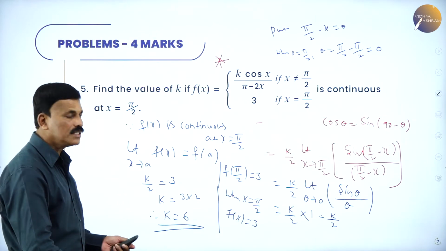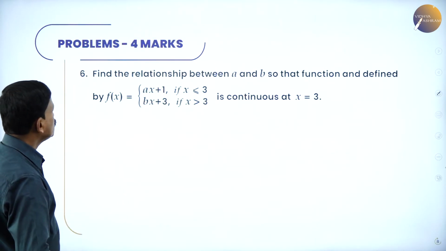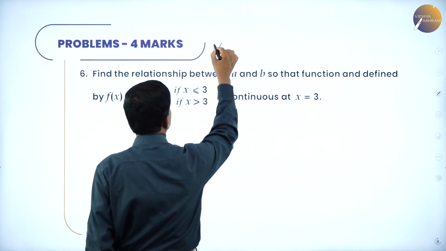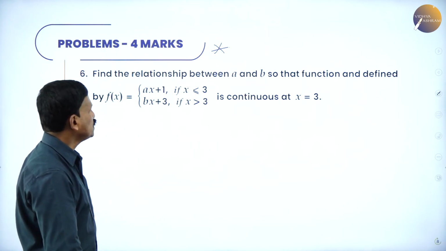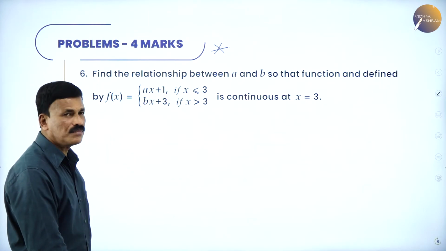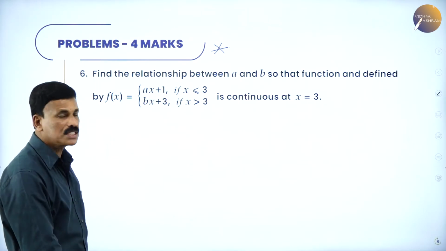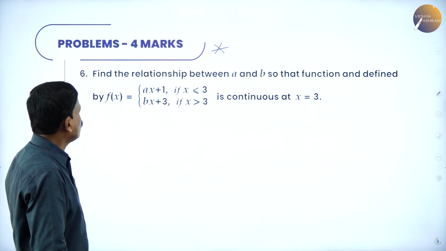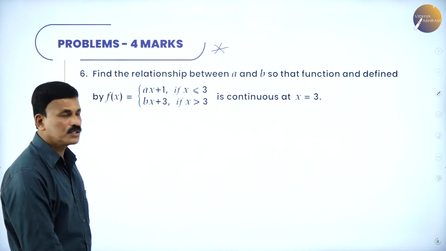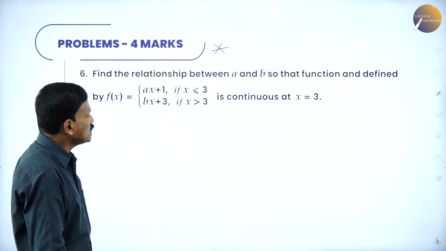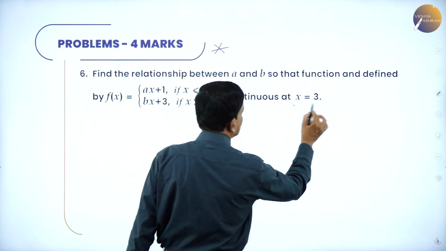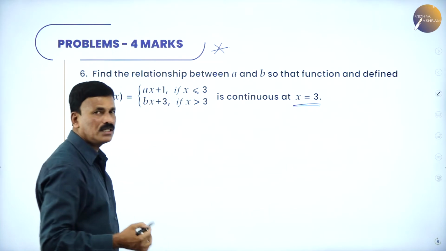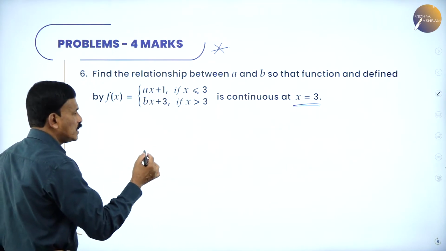Now let us come to the next problem. This is also a very important problem. What is the problem? Find the relationship between a and b so that the function defined by f of x is equal to ax plus 1 if x is less than or equal to 3, bx plus 3 if x is greater than 3, is continuous at x is equal to 3. Now this is given. Okay, I'll straight away go to the definition.